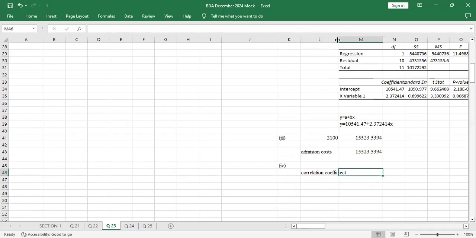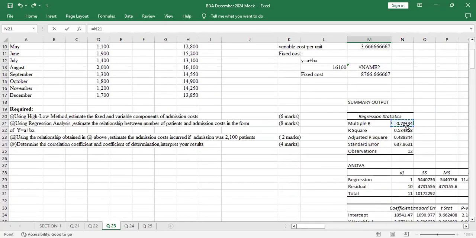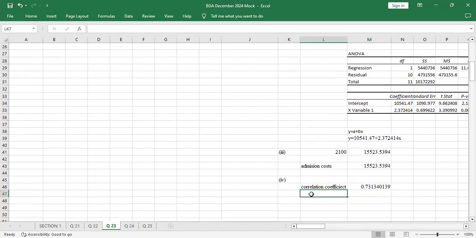Correlation coefficient is the multiple R. So just say equals to, and you select it, and you'll get a mark for identifying that. Then what happens to the coefficient of determination? They're also asking. So the coefficient of determination.